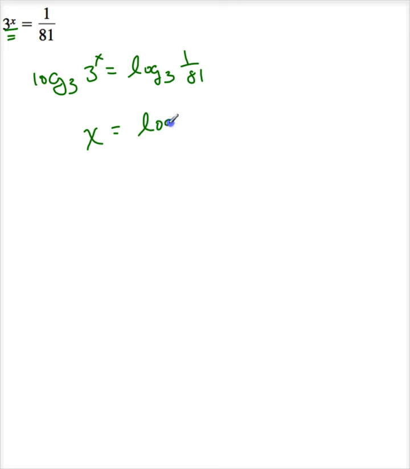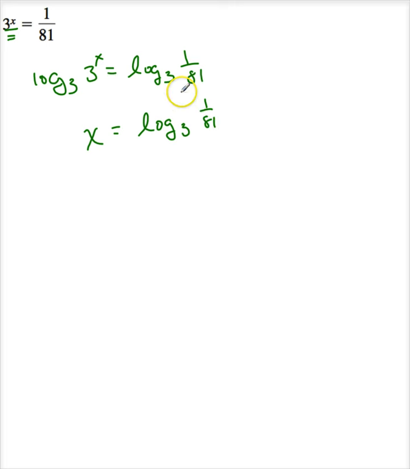Let's look at some examples. Suppose I tell you 3 to the x is equal to 1 over 81. How would I solve for x? Well, I want to get rid of 3 to the x, so I want to take the log base 3 of both sides. So this is the log base 3 of 1 over 81. Now log base 3 of 3 to the x is just x. And I'm left with log base 3 of 1 over 81.